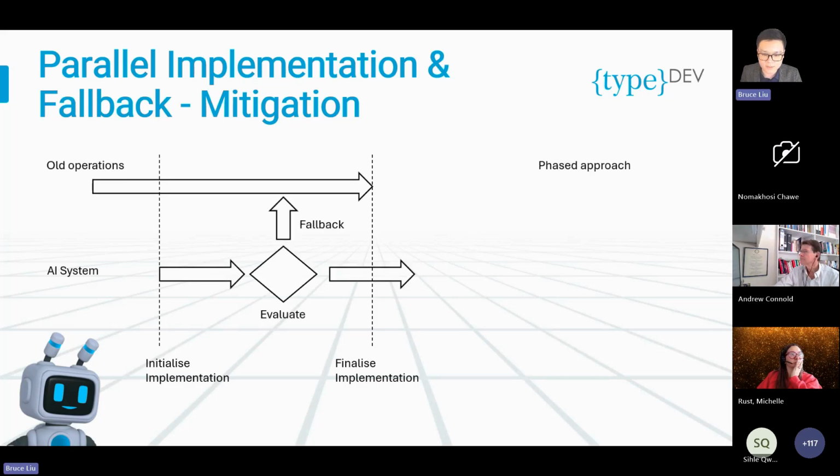Now, the last thing I want to talk about is the implementation of AI into our organizations and a potential fallback strategy that comes about. When we talk about bringing AI technology on board onto the company, there are a few ways. One of the ways is looking at something like this, where we have an old operation that happens at the top, which is how we are doing things now. And at the bottom, we have the AI system that runs.